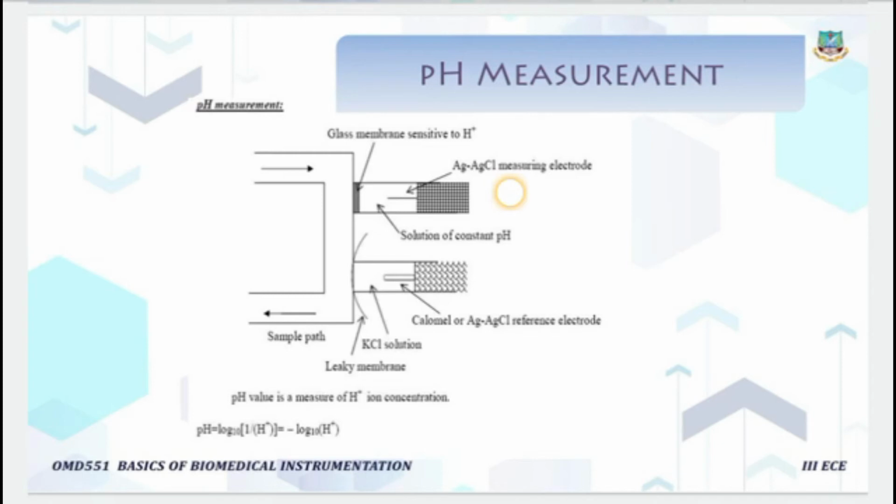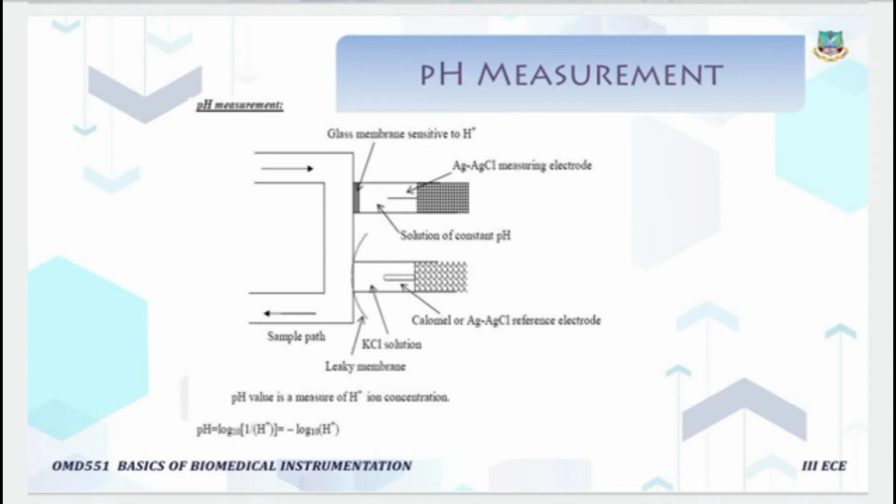pH unit. So the pH is defined as the logarithm of the reciprocal of the value of H plus, that is pH is equal to minus log 10 H plus, that is equal to log 10 into 1 by H plus, the concentration of H plus ions. pH is the acid-base balance in a fluid. What is pH? It is the acid-base balance in a fluid. This is the pH measurement.